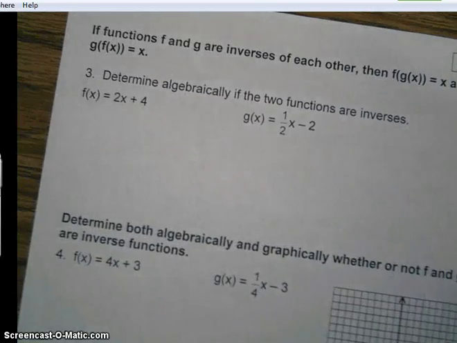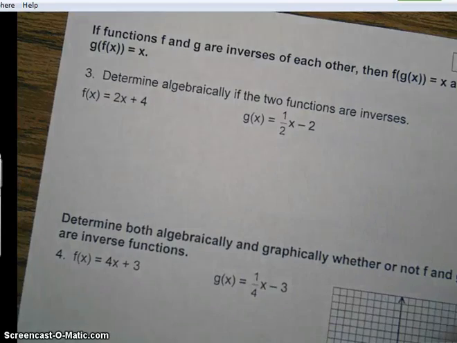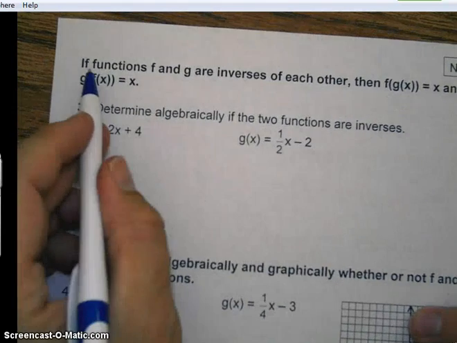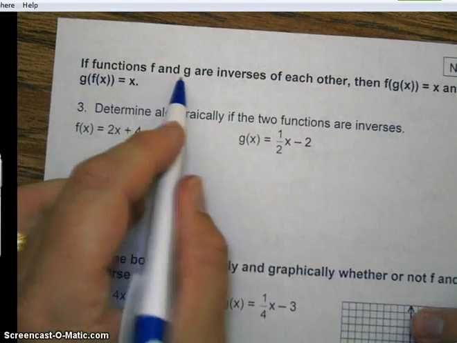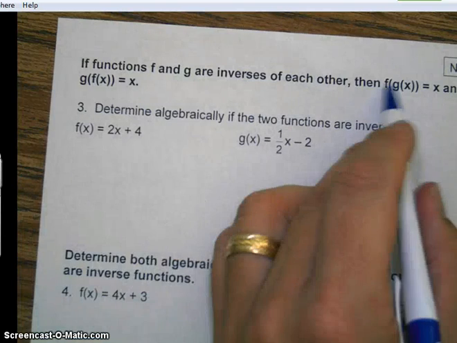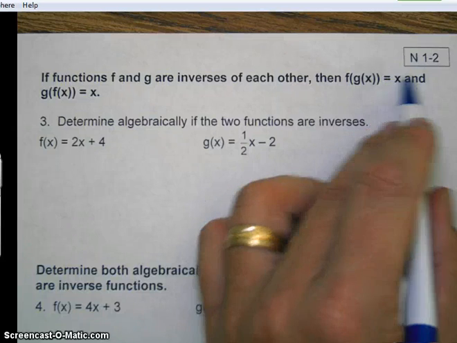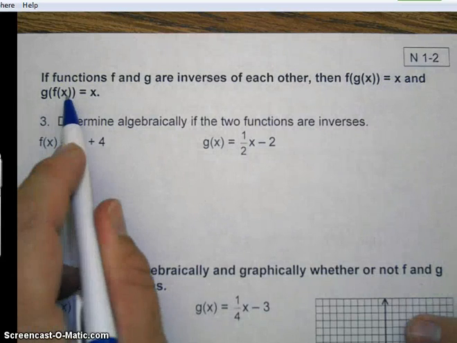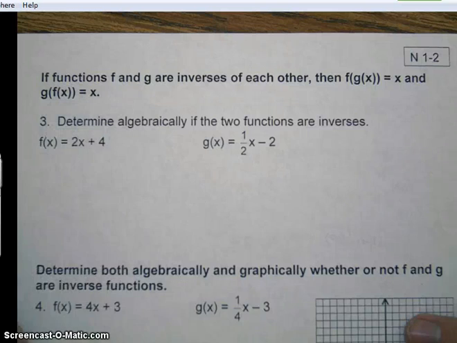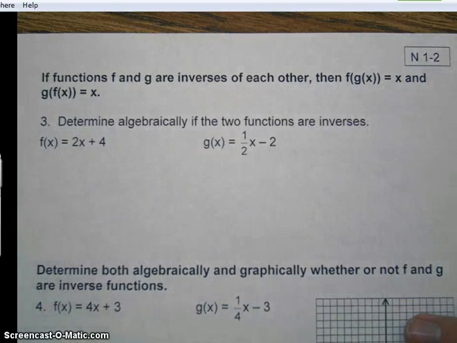Alright, now for the fun part. Algebra. If functions f and g are inverses of each other, then f of g of x equals x, and g of f of x equals x. Huh? Yeah. Well, here's what this is.